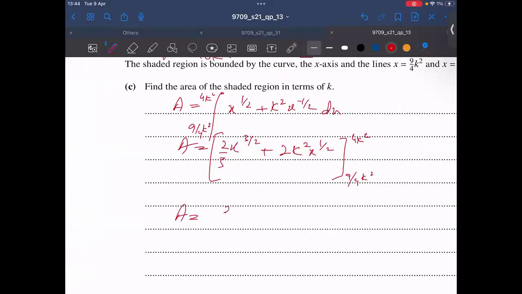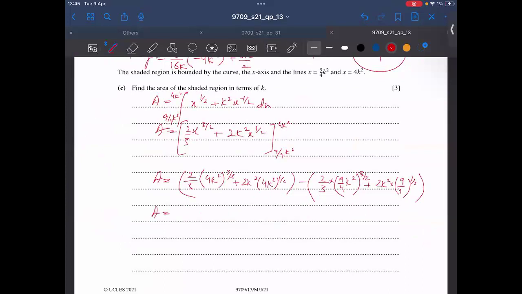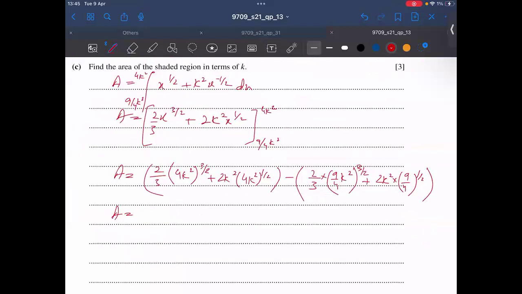Ab aap isme substitute kar dein 2/3 4k square to the power of 3 over 2 plus 2k square 4k square to the power of half minus 2/3 into 9/4k square to the power of 3 over 2 plus 2k square into 9/4 to the power of half. All right, so this is going to be 2k to the power of 3 is 8k cube.